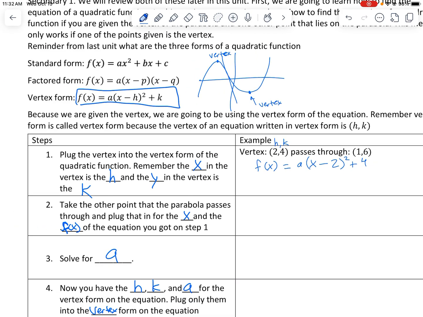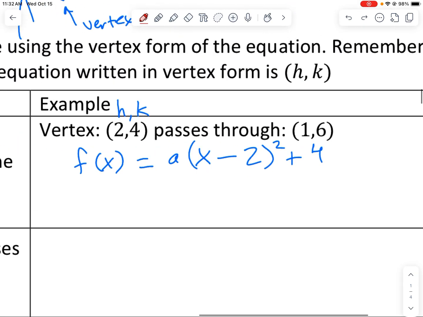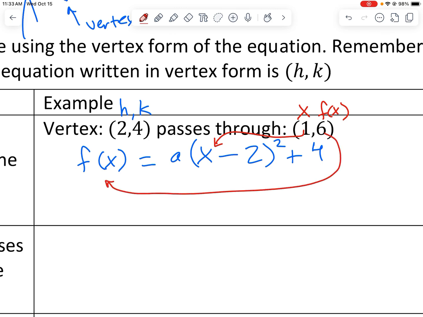Our next step is to take the other points that the parabola passes through and plug them in for x and f of x. Let me show you what that looks like here. We have this point. Yes, we know the vertex, but we also know that this quadratic passes through this point. This is an x value, and this is an f of x value or a y value. We're going to put this here in the x spot, and we're going to put this 6 over here. It's in the whole f of x spot, not just the x.